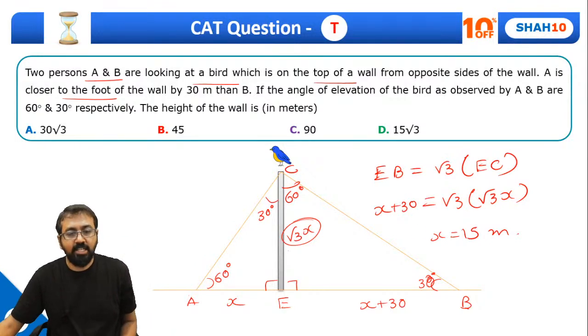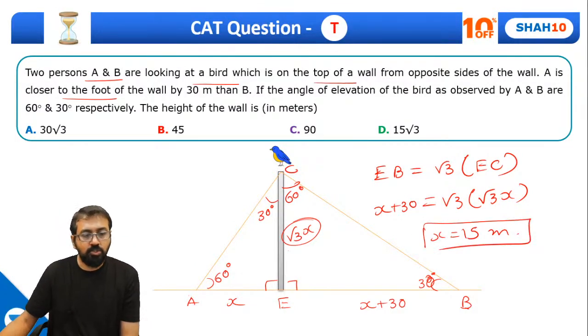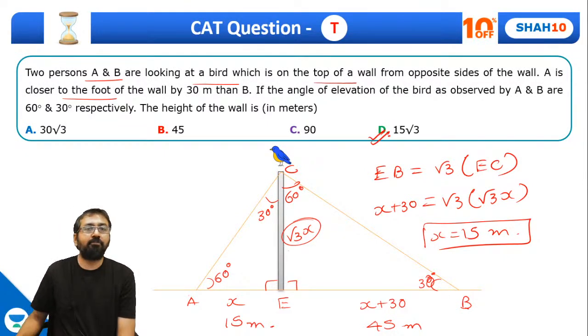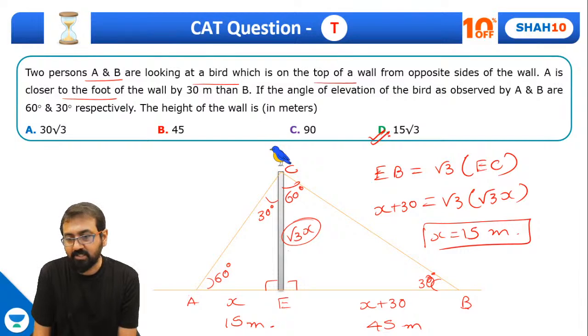So if you solve this thing, X will come out to be 15 meter. Isn't that? X will come out to be 15 meter. So this is 15 meter and this is 45 meter, right? What do we need to find out? The height of the wall is √3 times x, that is option D. Yeah, fast, good, Yuvraj, very fast. Keep doing it the same way.